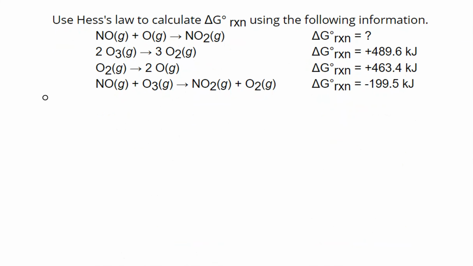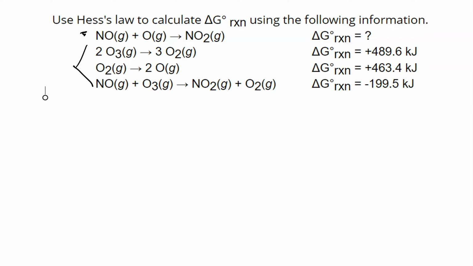Third one. Ooh, these are always fun. Let's see what we can do here. So, using Hess's law to calculate delta G naught for the reaction, using the following information. The reaction we're interested in is this first one here. So, what we need to do is balance the following three reactions so that they are arranged in such a fashion that they equate to the above reaction.